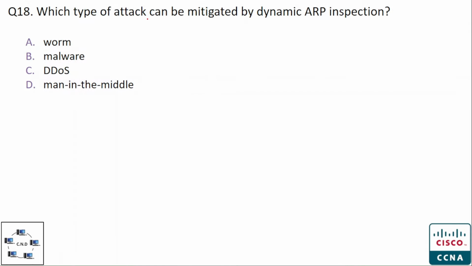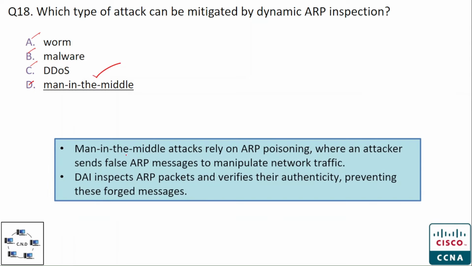Question number 18. Which type of attack can be mitigated by dynamic ARP inspection? And the options are option A, worm, option B, malware, option C, DDoS, and option D, man in the middle. And the correct option is option D, man in the middle attack. The man in the middle attack relies on ARP poisoning, whereby an attacker sends false ARP messages to manipulate network traffic. Dynamic ARP inspection inspects ARP packets and verifies their authenticity, preventing these forged messages.